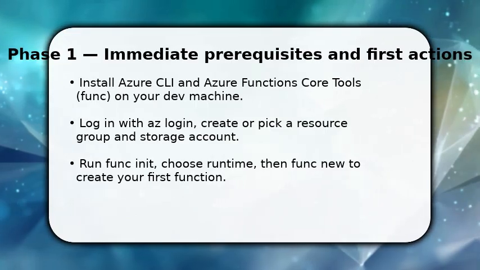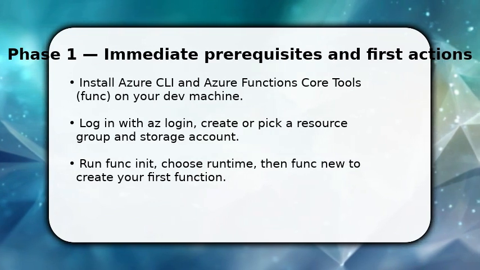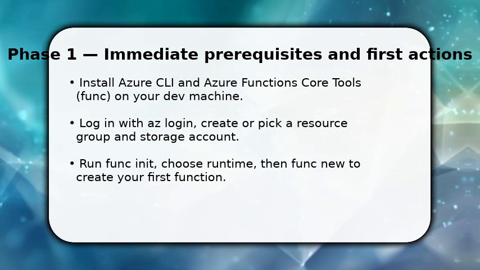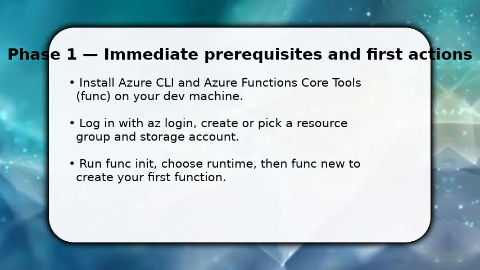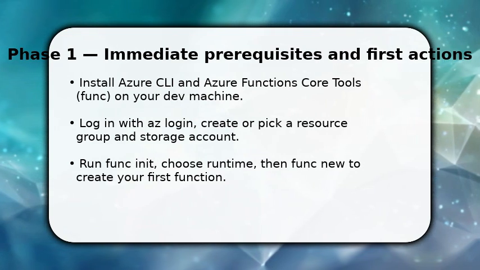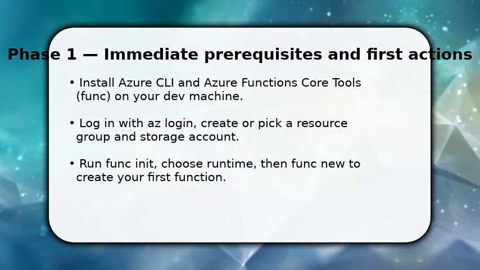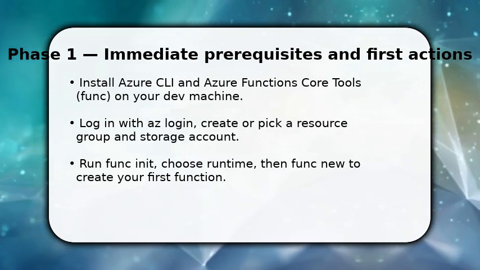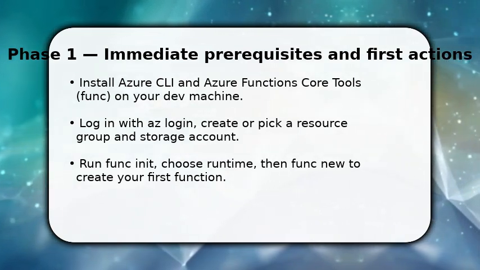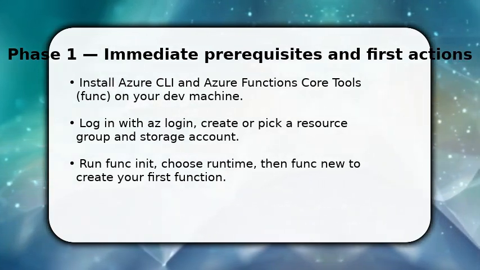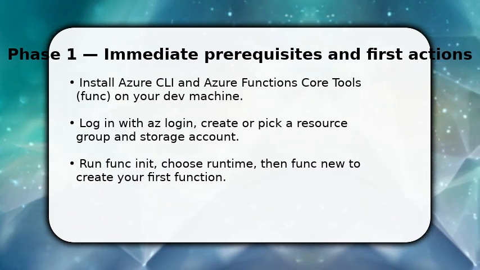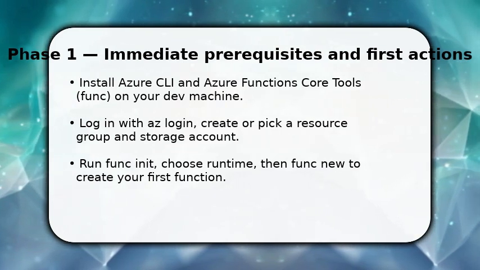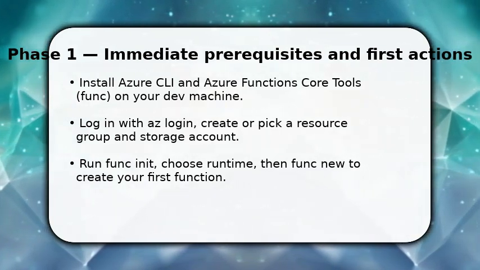You begin by preparing your environment so you can move fast. Install Azure CLI and Azure Functions Core Tools, then sign in using az login. Make or choose a resource group and a storage account because functions require one. Once done, initialize a project with func init and select the runtime you need, then create a function with func new. This gives you a working function scaffold locally, and you can inspect function.json and host.json to understand bindings and local settings before writing code.